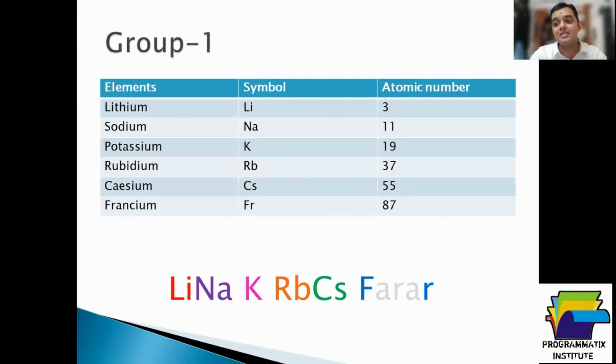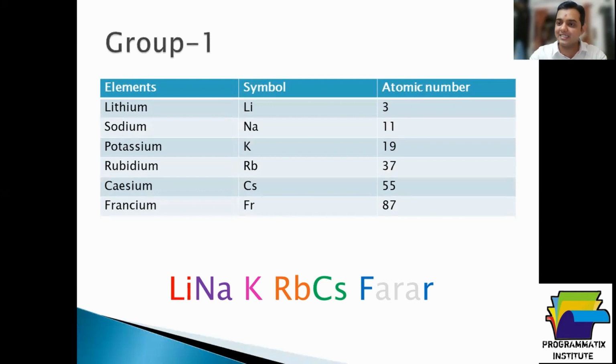Now, if you want to learn the atomic numbers, the trick is: from the first element, the top element of group 1, you have to add 2 times 8, 2 times 18, and 1 time 32. Once again, 2 times 8, 2 times 18, and 1 time 32. Let's try for group 1. We all know lithium's atomic number is 3. We have learned this in 10th standard.